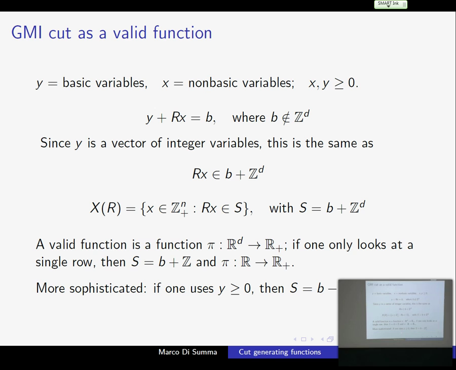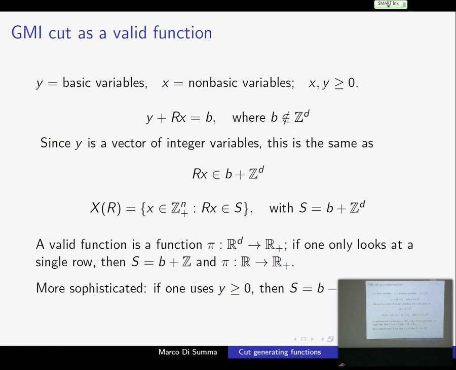You just write, the math is very easy. You just write that S is, so we are here. If Y is non-negative, then Rx must be equal to B minus a non-negative integer vector. So this is the set S that you want to define in that case, B minus non-negative integer vectors. But this is much more complicated. There are very recent results by Gérard Cornuéjols and one of his students about this, but it's something that I will not mention because it gets much more complicated.